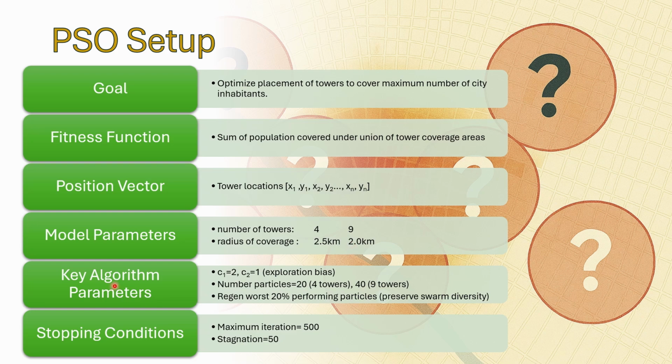Key algorithm parameters: we've got C1 equal to 2, C2 equal to 1, so we're exploration biased. Number of particles, 20 for 4 towers, 40 for 9. Regen, the worst 20% performing particles, to preserve swarm diversity. And we had stop-time criteria of maximum iteration 500, stagnation set at 50.